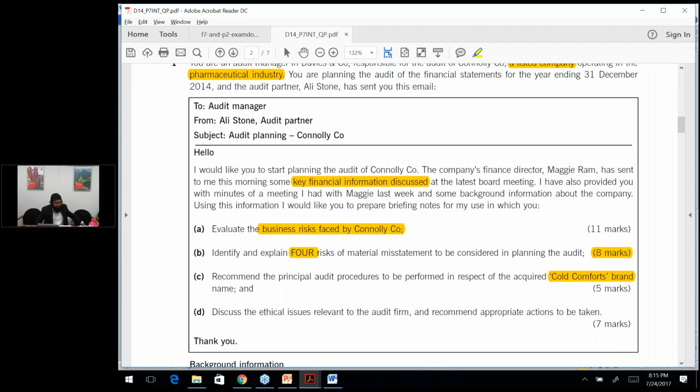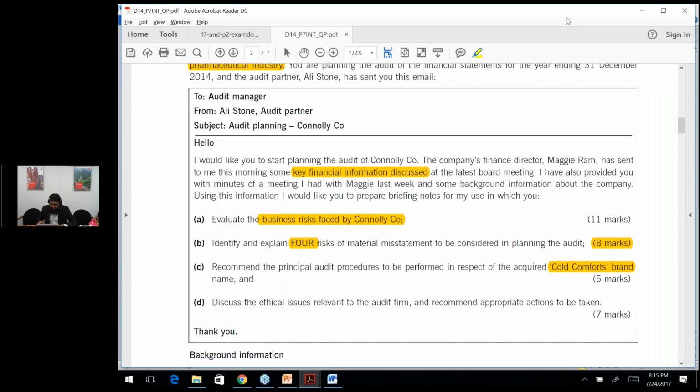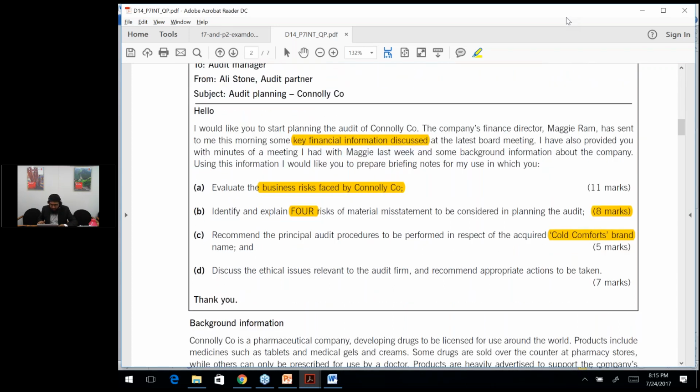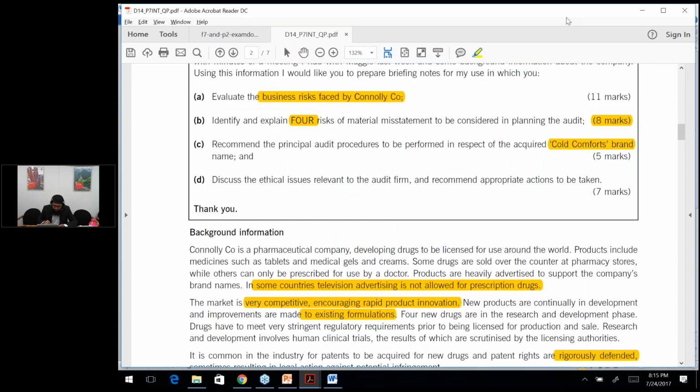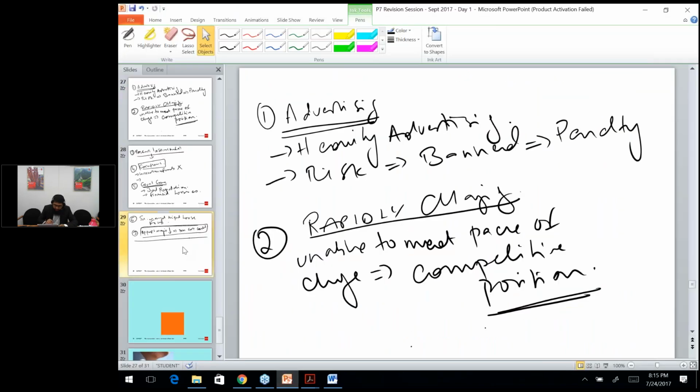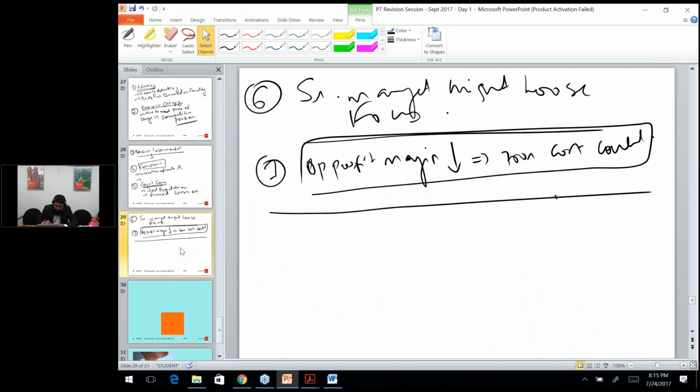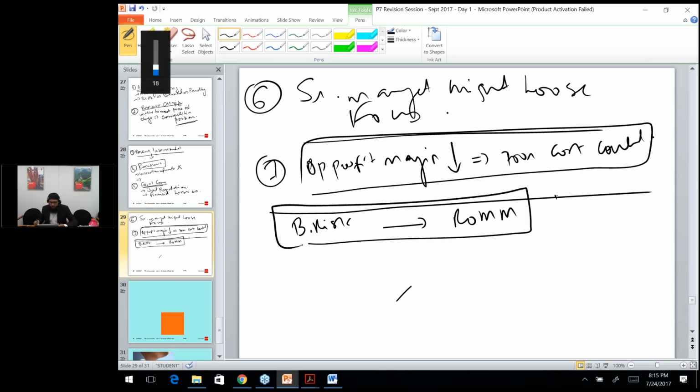Okay, now let's start off with the 4 risks of material misstatement. We did discuss what exactly the risk of material misstatement is. The risk of material misstatement is the risk that the financial statements will be materially misstated. You need to understand one thing: whenever we talk about the risk of material misstatement, the business risk and the risk of material misstatement have a very strong connection. What exactly do we mean by a very strong connection? Let's try to understand.